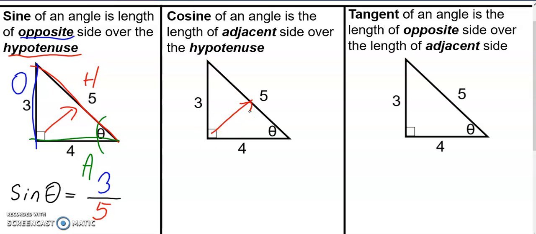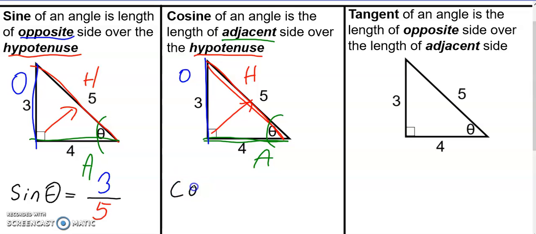Cosine of an angle is the length of the adjacent side over the length of the hypotenuse. So when I draw out my arrow, here we have our hypotenuse. This side right here is the hypotenuse. Draw an arc through my angle. So this leftover side is adjacent, and we've got opposite. So cosine is adjacent over hypotenuse.